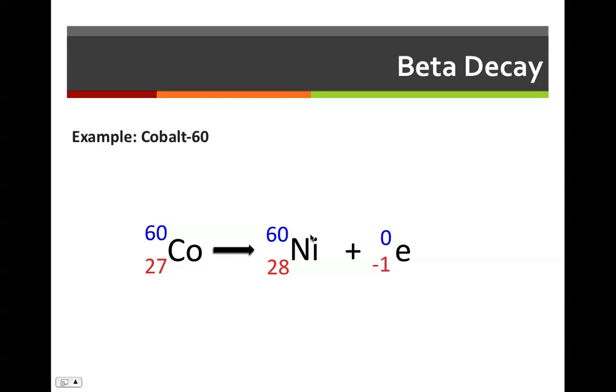Again, a lot of students make the mistake of putting this down as cobalt, but in nuclear chemistry, we're transmuting and changing that element. And because of the new atomic number, that tells me that I have nickel as my new element.